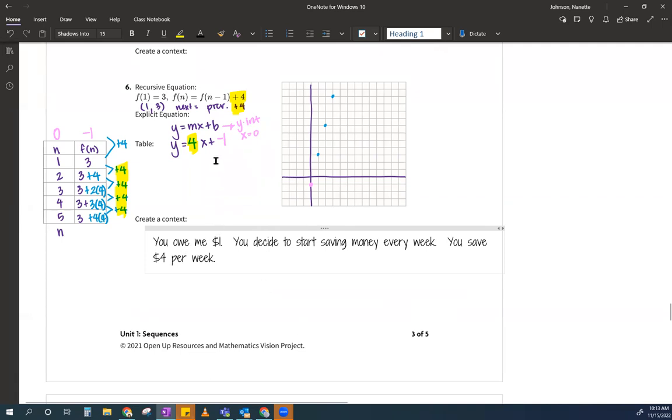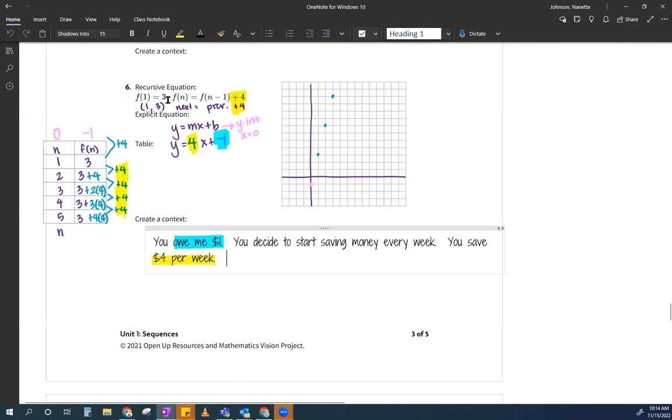So you owe me $1, that's that -1. So let's highlight things so that you see where they're coming from. So let's see, this -1 is you owe me $1. This -1 is you owe me $1. And then you save $4 per week. That's your slope. So that goes there. Okay. So that's pretty much it in terms of that.